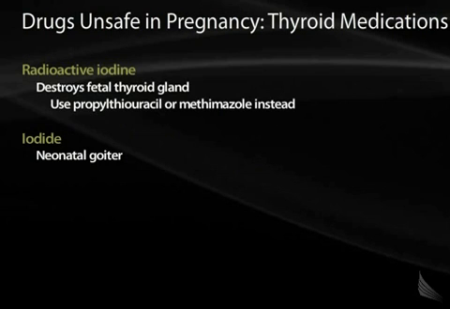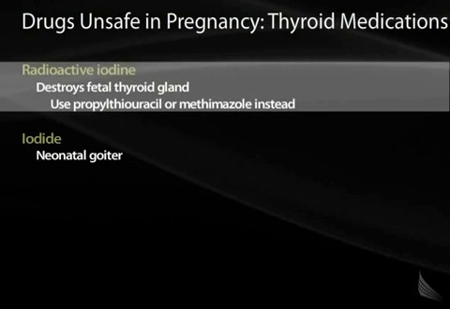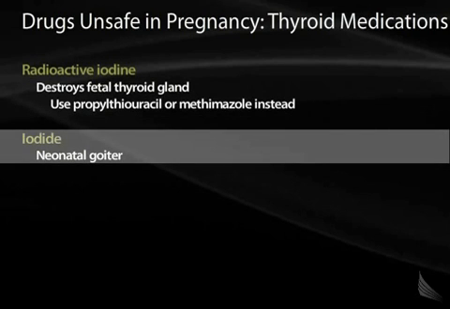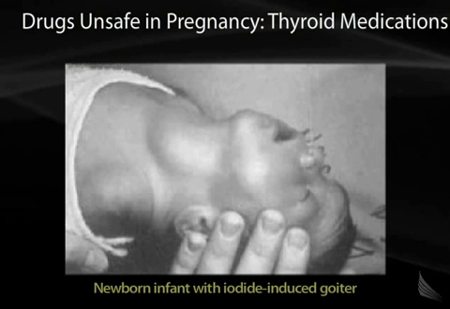Other medications that are unsafe during pregnancy include thyroid medications such as radioactive iodine, which can destroy the fetal thyroid gland. It's safe to use PTU or methimazole instead if the mother develops hyperthyroidism. It's also not good to use plain iodide ion in the pregnant woman because that can cause the baby to develop neonatal goiter. This is an example of neonatal goiter in a baby whose mother took iodide ion during pregnancy.